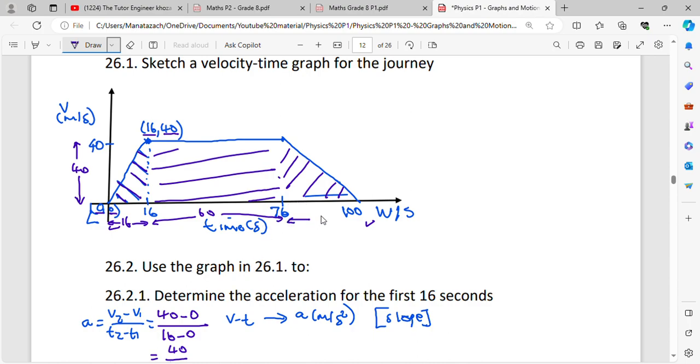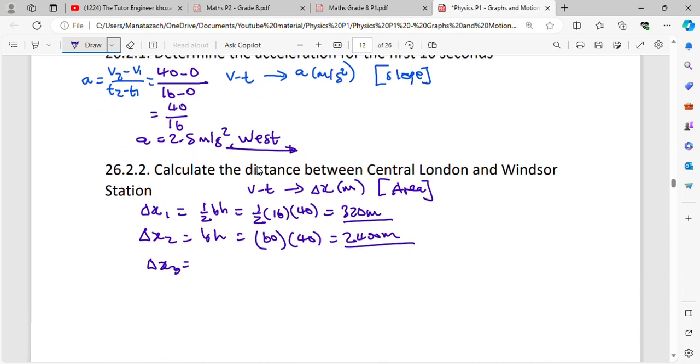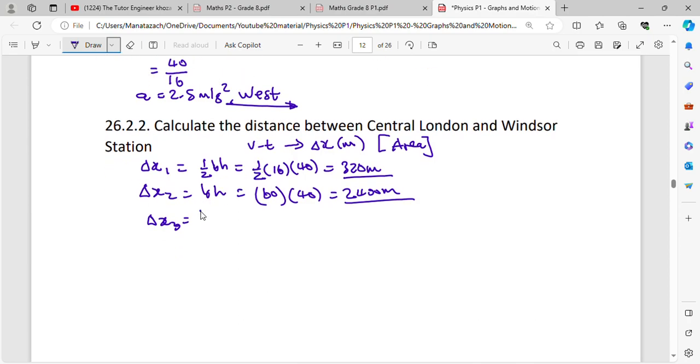Now let's calculate the area of the final triangle here at the end. The base here is 24 seconds. The height is the same as 40. Since it's a triangle, we'll have half base times height. The base is 24. The height is 40. So the distance would be 480 meters.